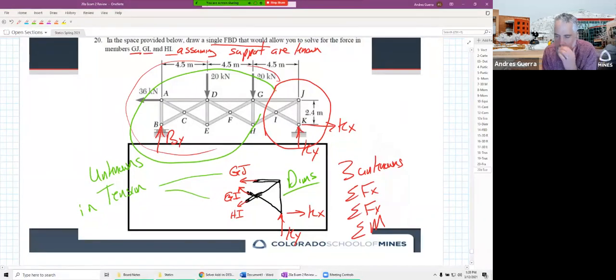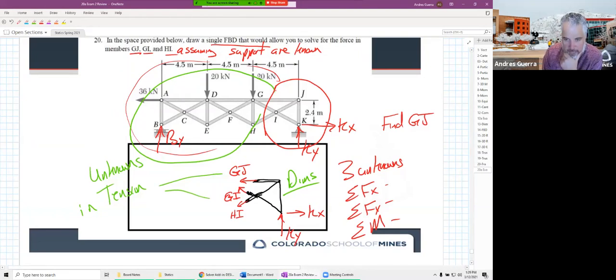Well, think about your equations as options. If we sum forces in the X, how many unknowns are we going to have? Well, that's going to have all three unknowns. If we sum forces in the Y, that's going to have two unknowns, and actually GJ doesn't show up, and we're trying to find GJ. So then we say, okay, well, what about sum of moments? And sum of moments is usually our most powerful equation because we can get rid of unknowns from that.